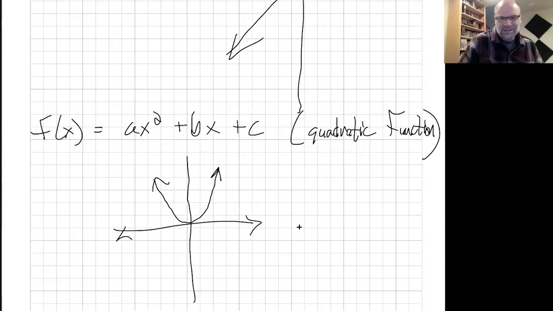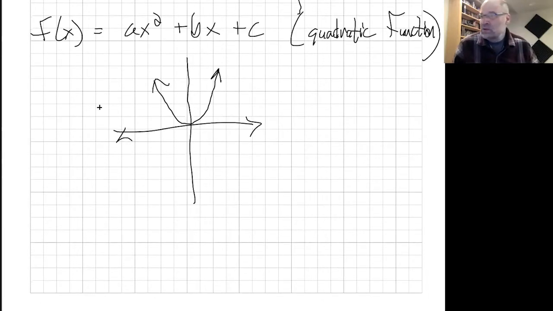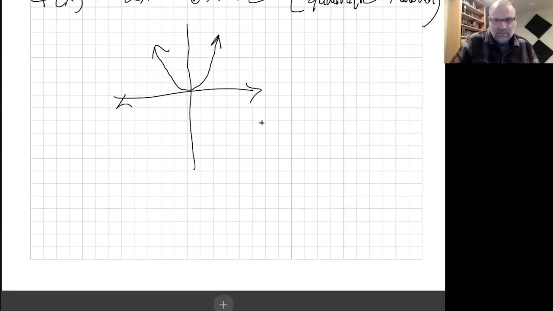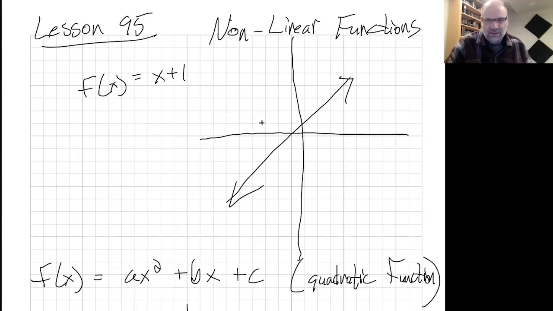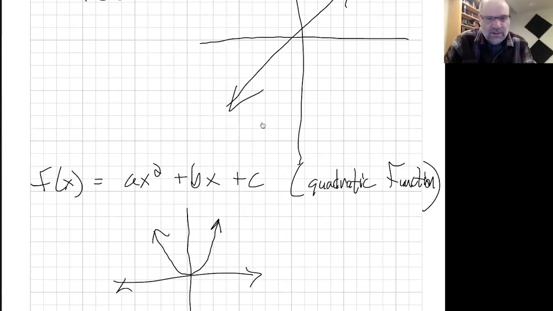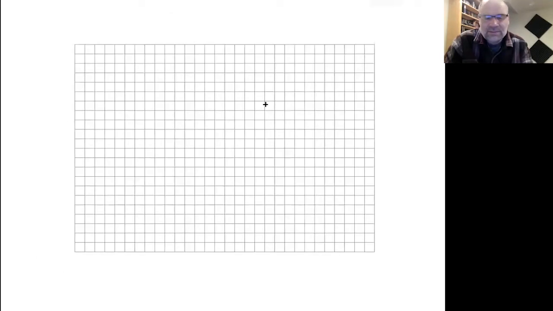All right, so let's just try to graph one of these functions. So if I did, oops, is that all I have for graph paper? All right, let me get something else on here. One second. There we go.